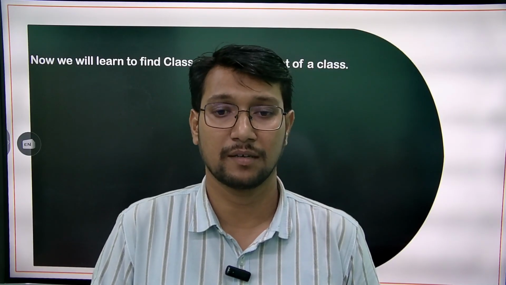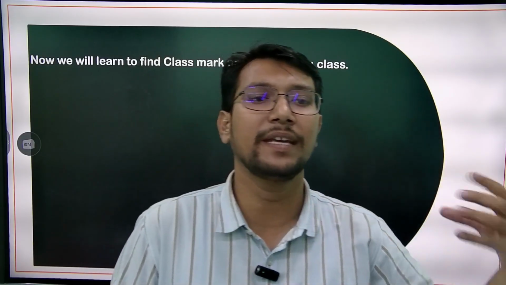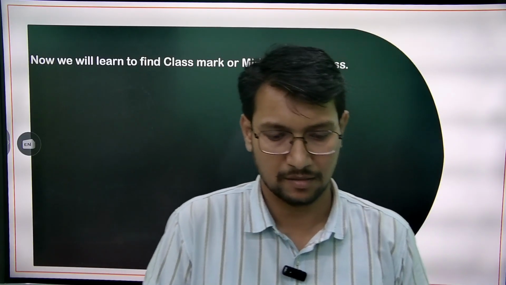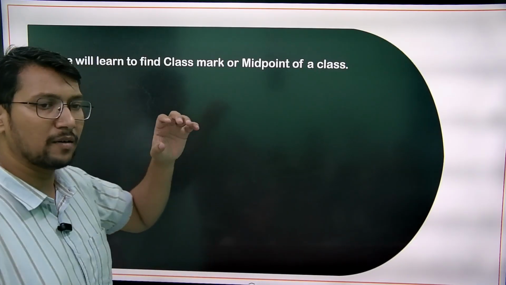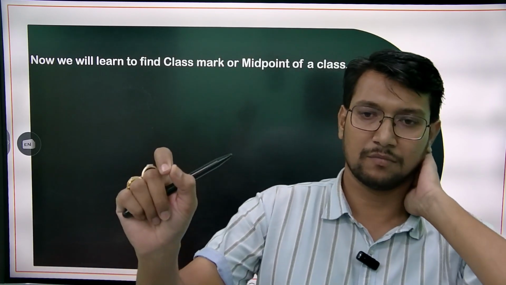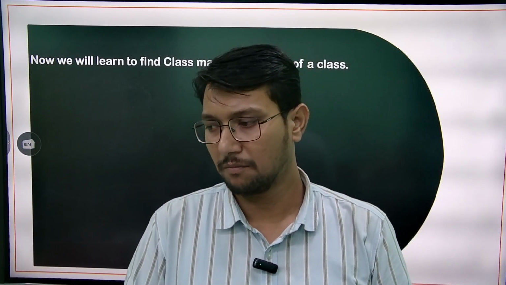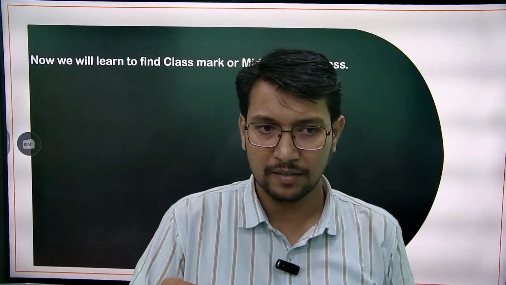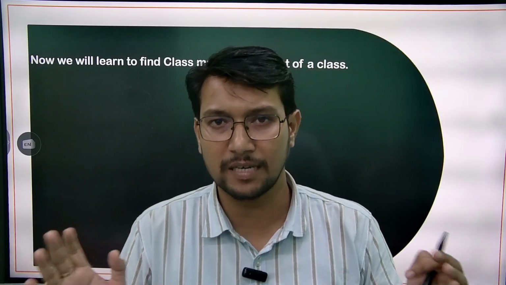Next thing is class mark. What is class mark? That is the midpoint of each class. So how will we get the midpoint? Suppose one class is 0 to 10. So what is the midpoint of 0 to 10? 5. But how can we calculate it mathematically? 0 plus 10 by 2.